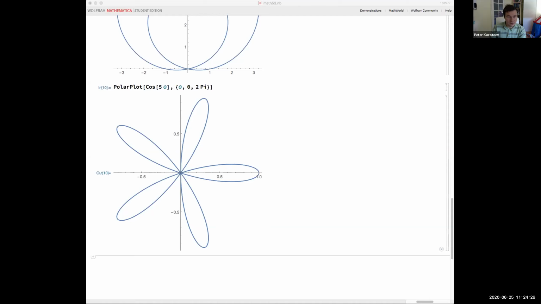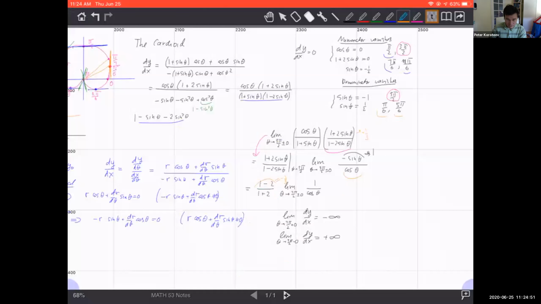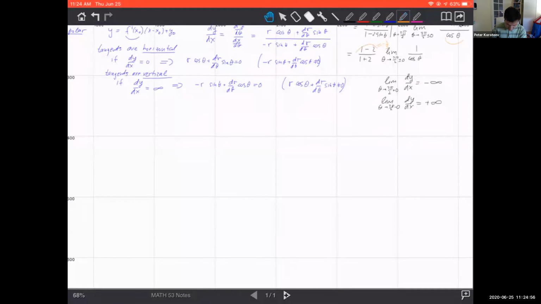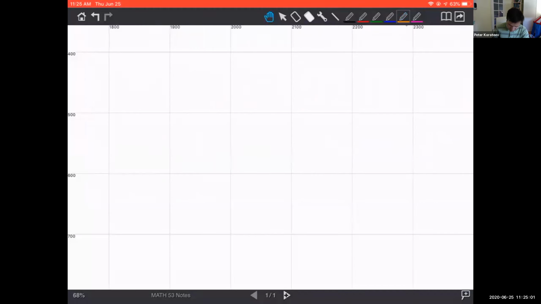Okay, and then this brings us to the following statement about symmetries. Let me just draw it. Let's talk about them, because it will help us to solve the problem quicker.